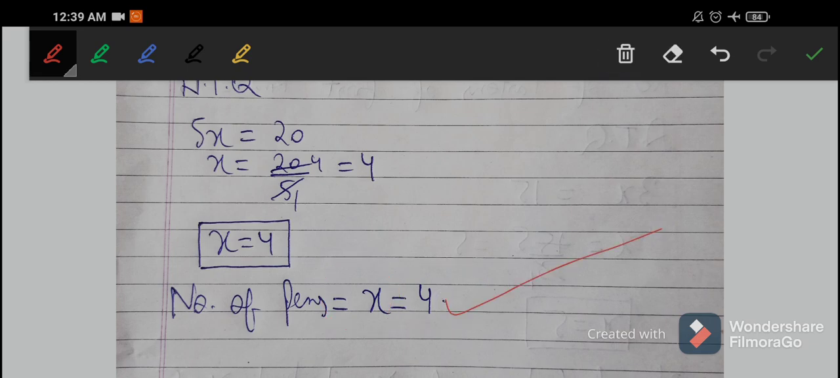Children, please note down the answer as well, because these are the questions from your supplementary books.